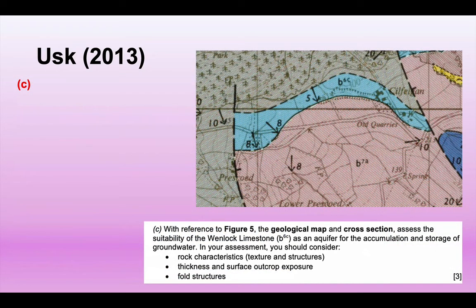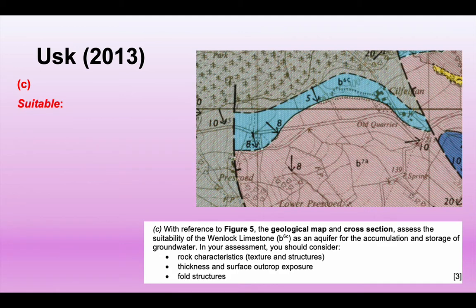The next question gets more into our use of these rocks. Notice how the question specifically says to refer to figure 5, that photograph of the outcrop, to show you what this rock unit is like. You've got the geological map and you've got the cross-section to consider. Now we need to assess this Wenlock limestone as an aquifer. The examiners have given us 3 things to talk about and 3 marks, so we need a good point for each.